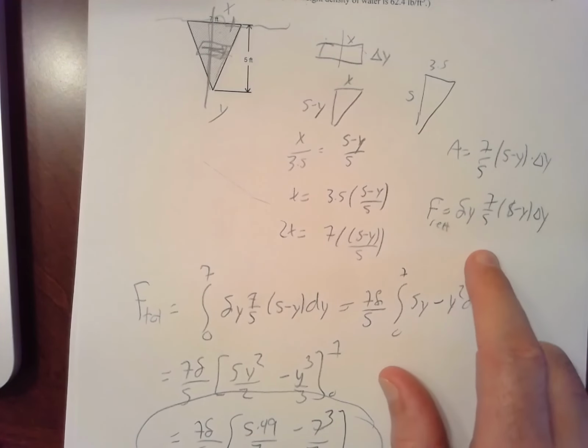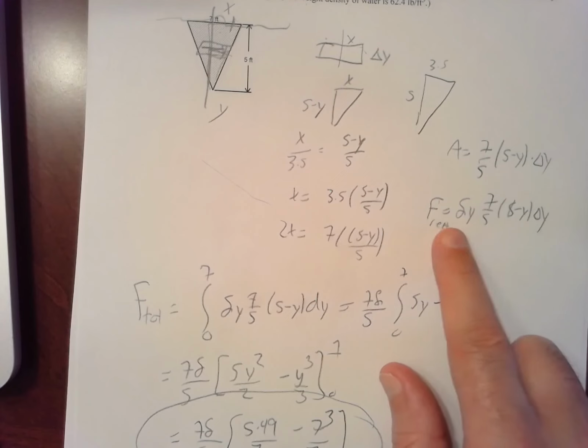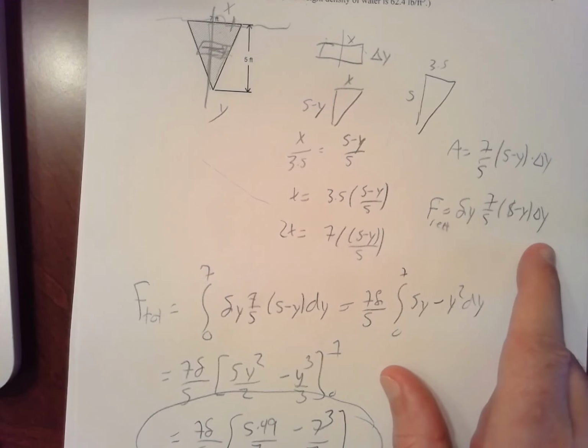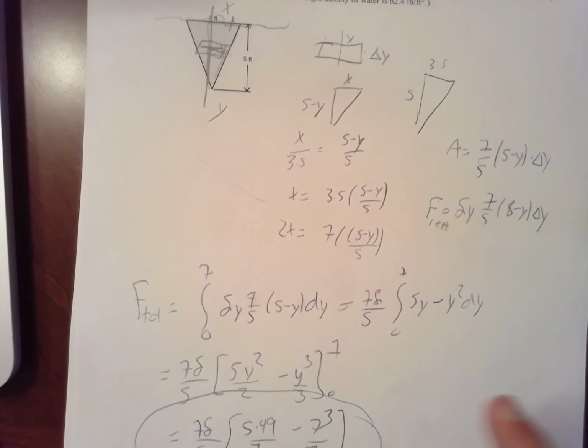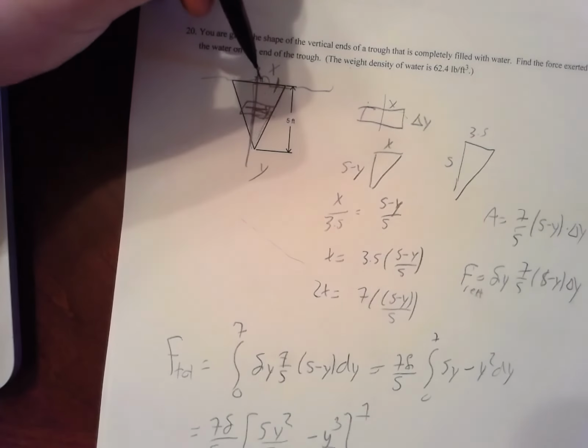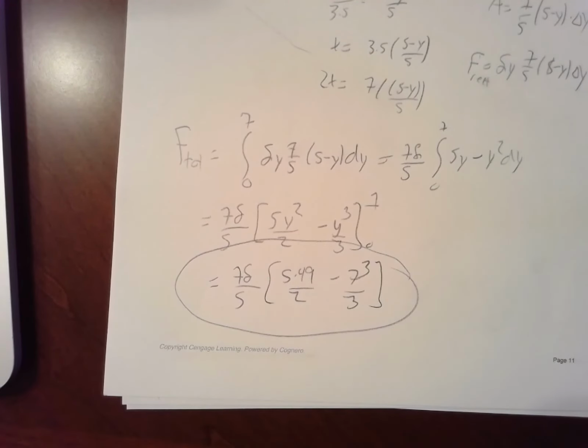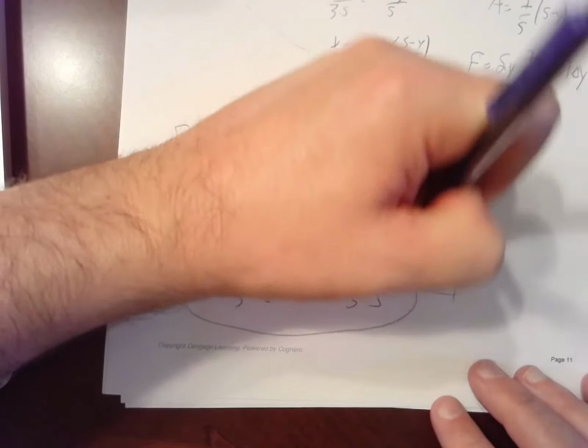So the force on that rectangle is the pressure, delta times y, times the area. Then we just integrate. The limits I'm using for y here are from 0 to 7. So I just do the integral. And I got this, whatever that is. And this is in pounds. We need units here.